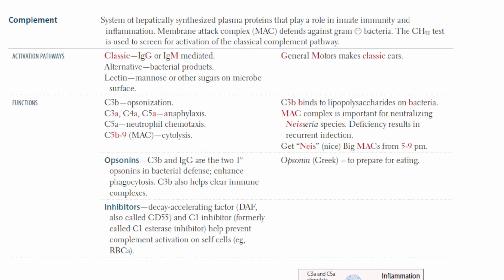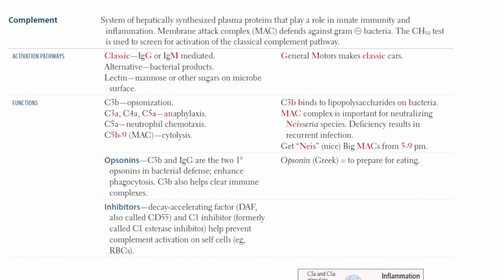Complement. A complement is a system of hepatically synthesized plasma proteins that play a role in innate immunity and inflammation. So they are created probably in the liver. That's what they say: hepatically synthesized plasma proteins that play a role in innate immunity and inflammation.